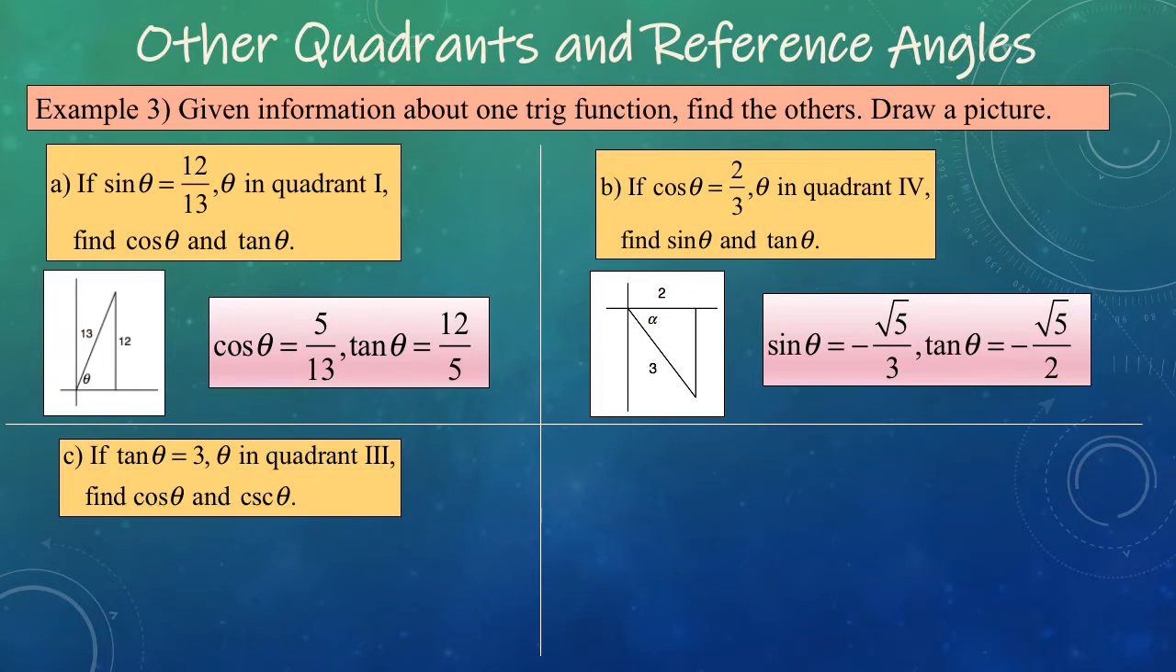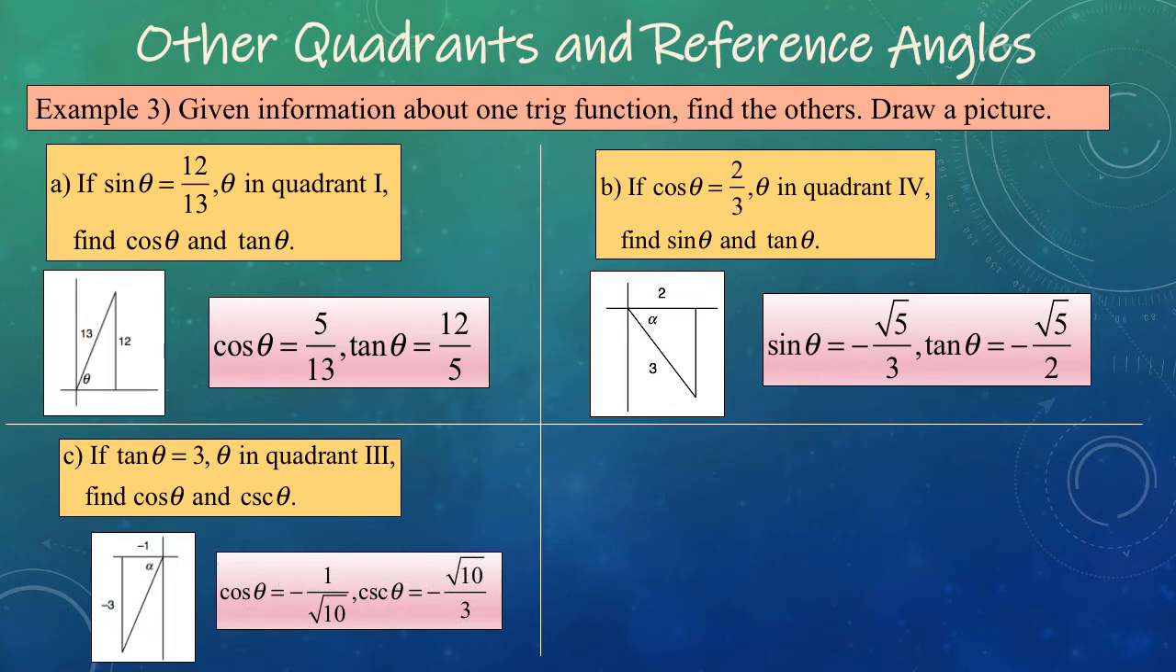In C, we are told that tangent theta is equal to 3, and theta is in quadrant 3, and we would like to find cosine theta and cosecant theta. Realize that in quadrant 3, both x and y are negative. So in this case, y is equal to negative 3, and x is equal to negative 1. That makes the hypotenuse the square root of 10, as the hypotenuse is always positive.